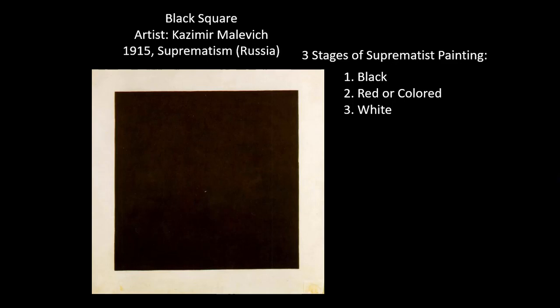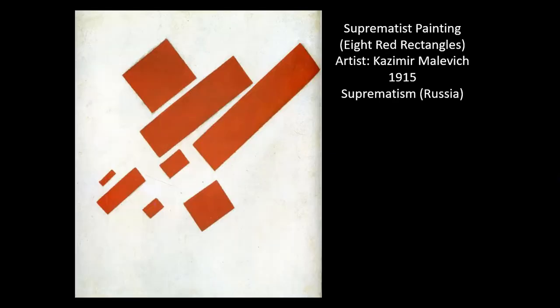Now, the second stage is red, or colored. Ready to see an example? Eight red rectangles. Now, at this point, you may be thinking, okay, I get the idea of freeing the painting from the burden of having to represent something, but why a square in particular? It's a good question. Malevich chose the shape because he saw it as a universal symbol, something everyone could understand and recognize. That the language of color and shape was intuitive. That we all understand what makes a square a square. Its squareness is universal.